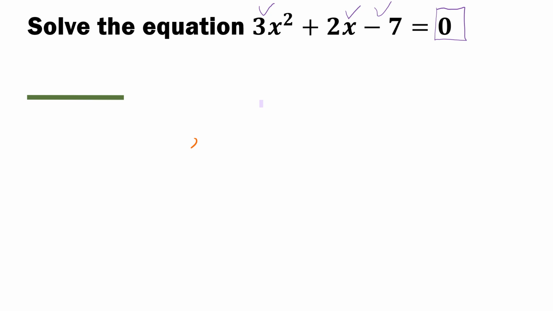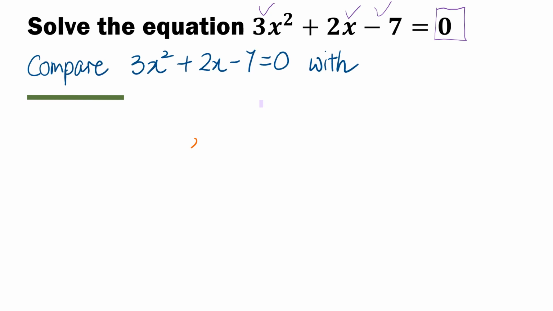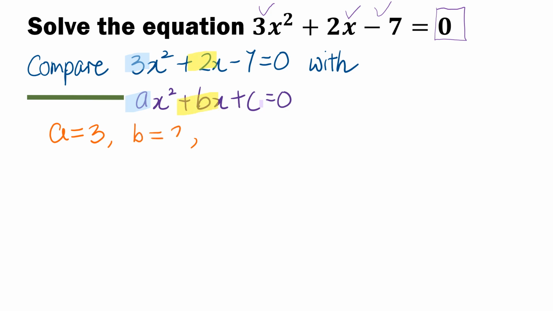Right, so what's the next thing we do? We compare it with ax squared plus bx plus c equals 0. Then what's the next thing? The next thing is we have to write down the values for a, b, and c so that we can substitute them into our quadratic formula. So I highlighted it for you. a is equal to 3, b is equal to 2, and c is equal to negative 7. Make sure your negative is there.